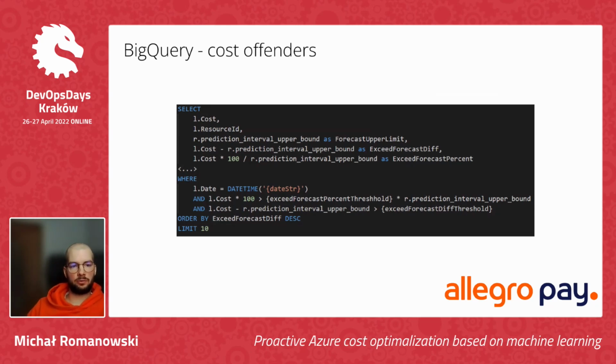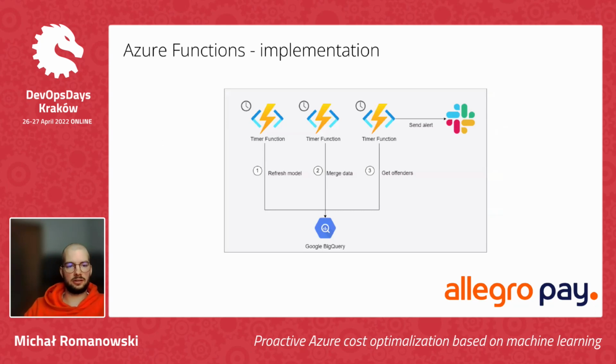So if you look at that query from BigQuery, you've got two thresholds here. Those thresholds are on the lines that begin with end. Firstly, we've got exceed forecast percent threshold, which is a relative difference expressed in percentage. And then we've got exceed forecast diff threshold, which is expressed in actual euros. So this is the absolute difference.